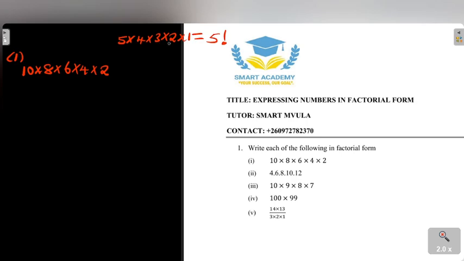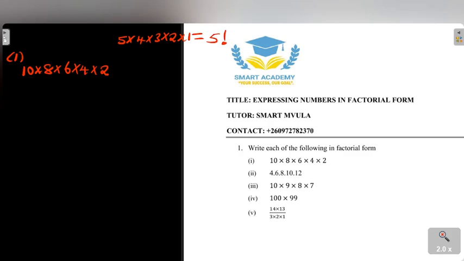Now, when you look at our question that has been given, you can see that there are some numbers that are missing in between. Okay, so between 10 and 8, you can see there's a 9 that is missing. Then between 8 and 6, you have a 7 missing. Between 6 and 4, we have a 5 missing. Then between 4 and 2, we have a 3 that is missing.